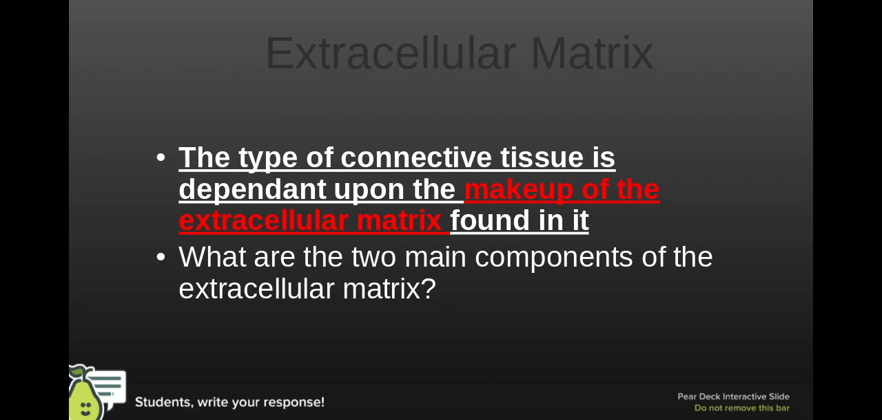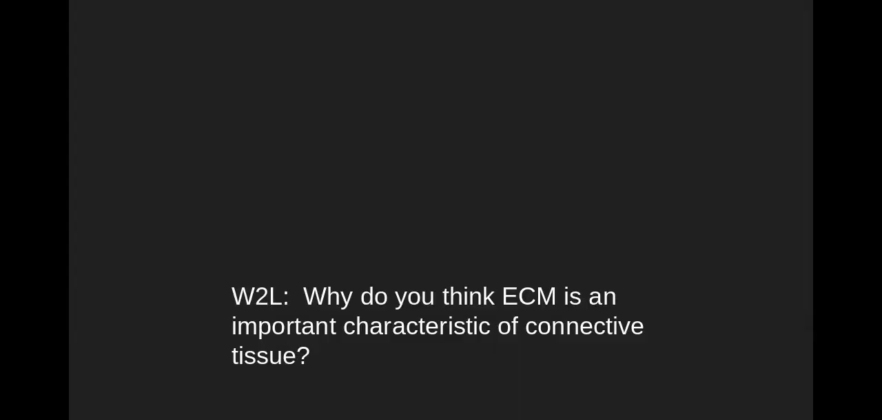This is the review question that I did in class. What are the two main components of the extracellular matrix? You have to remember it's the protein fibers, and those can be elastin, collagen, or reticulin. And then the other component is the ground substance. Its main component is water and some of those other proteins for adhering to the different structures and cells that make up the connective tissue.